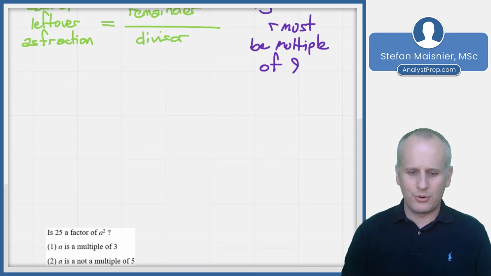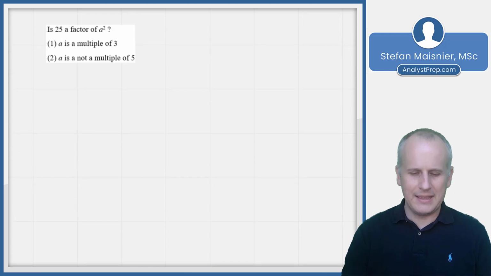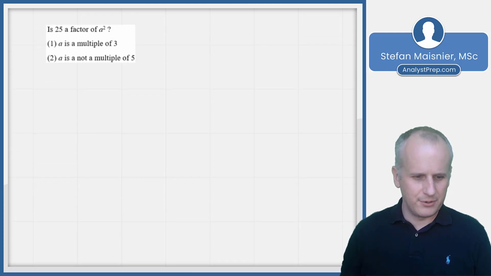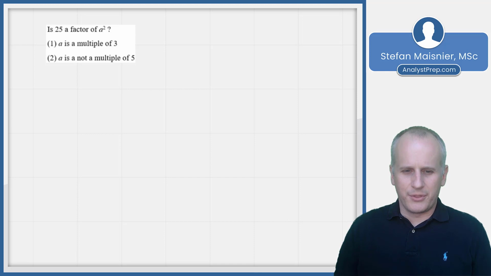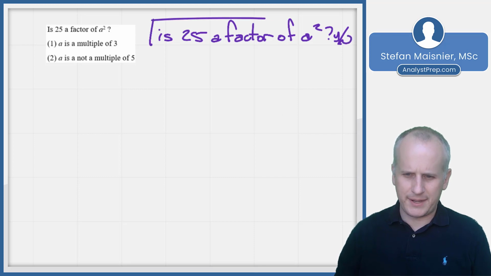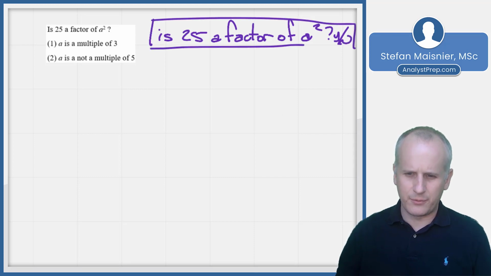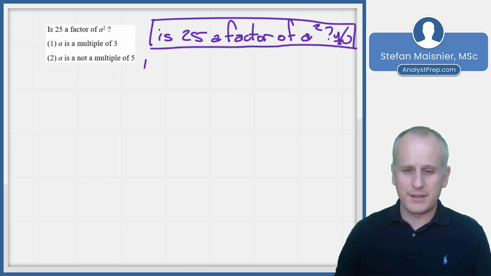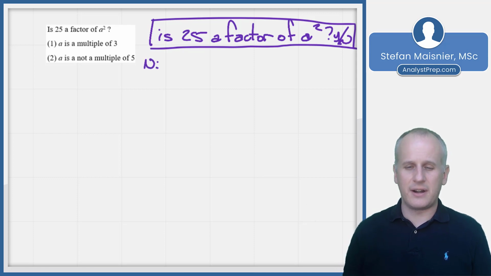So now let's scroll on down and take a look at a data sufficiency example. So as always, we start with the question. We're being asked, is 25 a factor of a squared? And this, of course, is a yes-no data sufficiency, so we'll just box that off so we don't lose sight of what we're being asked for. And we want to break this down as part of our need to figure out what exact factors have to be part of a squared.